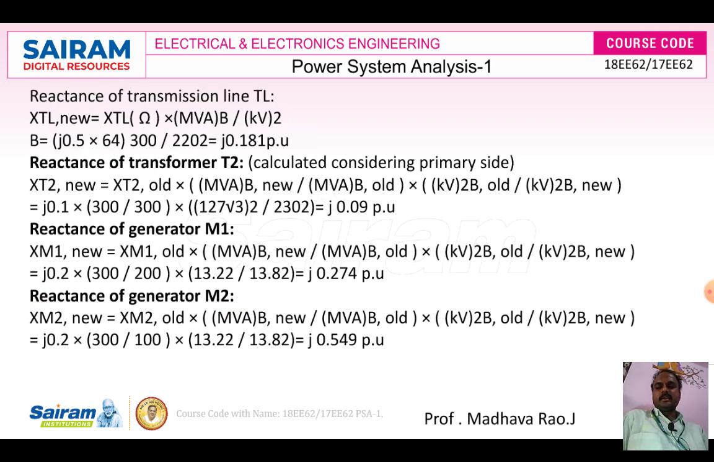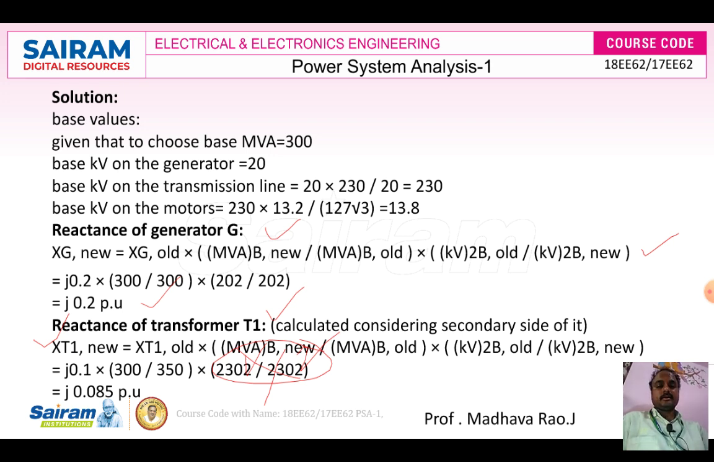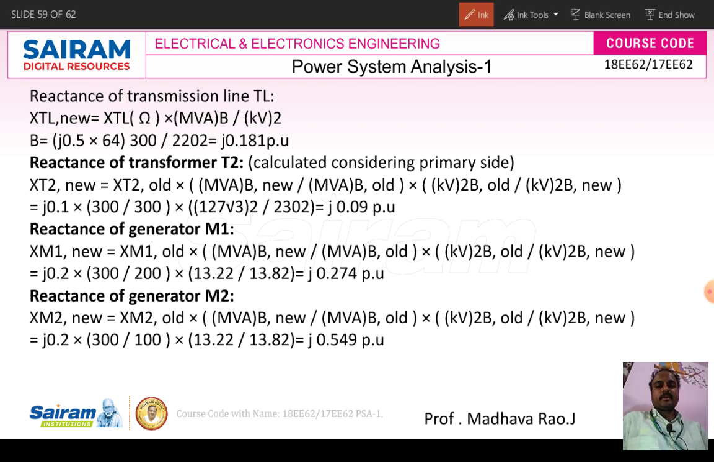Now, similarly the transmission line. The transmission line is different, so we will use a different formula to calculate its reactance. Reactance of the transmission line X_TL new is equal to X_TL ohm into MVA base by kV base squared. So, the reactance of that one is j0.181 per unit. So, reactance of transformer 2, calculate on the primary side.